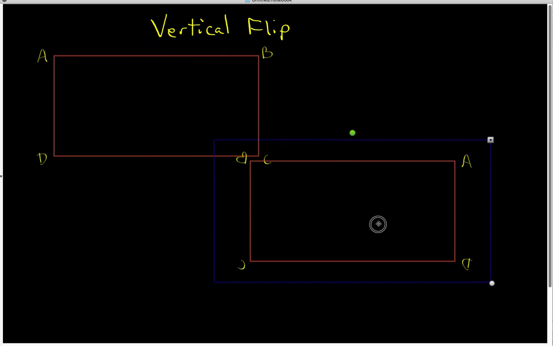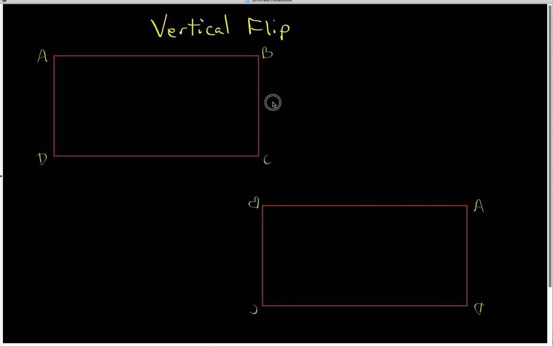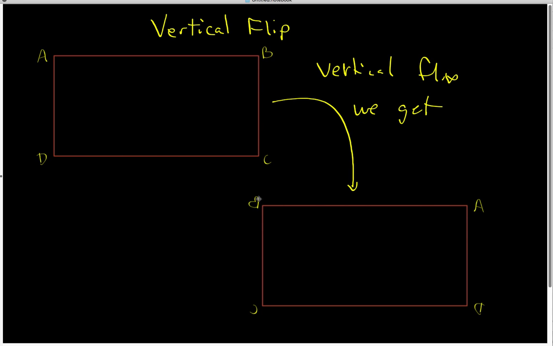We can see that more clearly if we take our image rectangle over here and note that when we do a vertical flip, we get this particular rectangle. Here again, I want to clean up the vertex names. A is actually kind of readable, but we'll clean it up anyway. B lands over here.